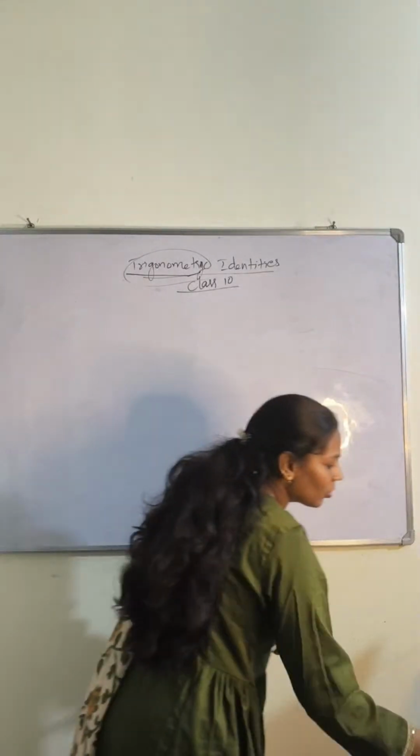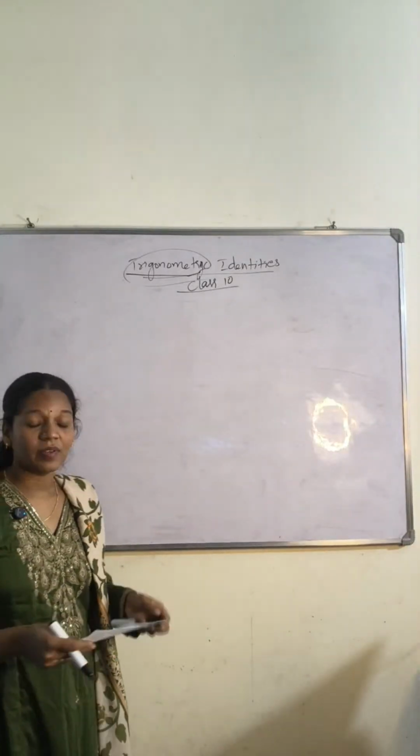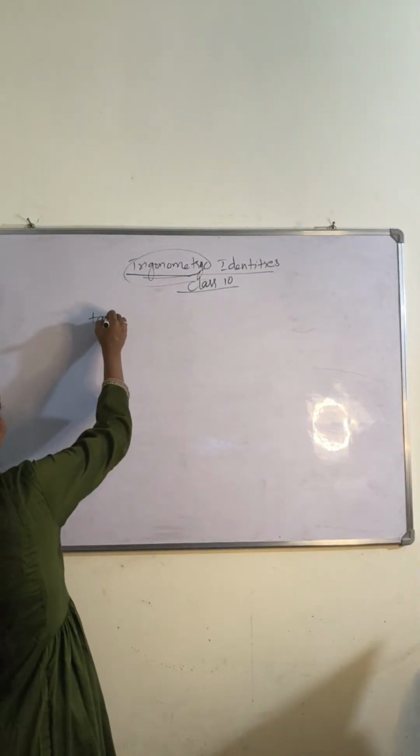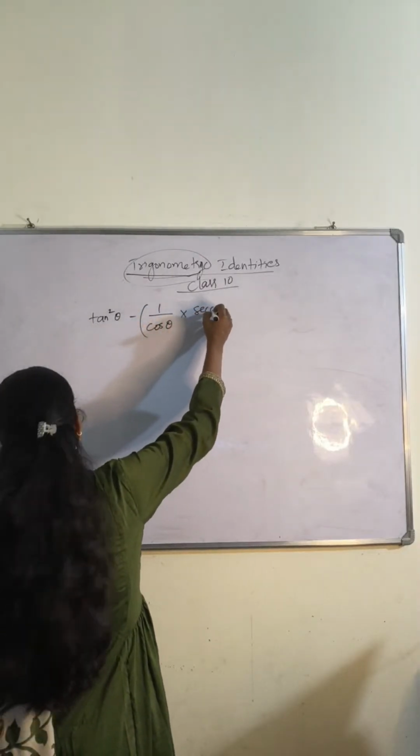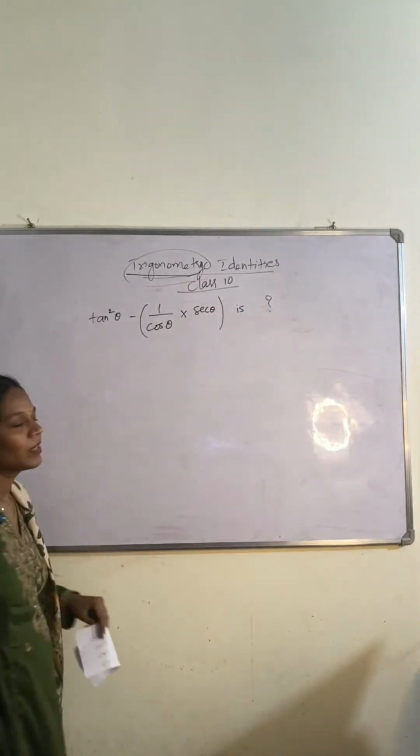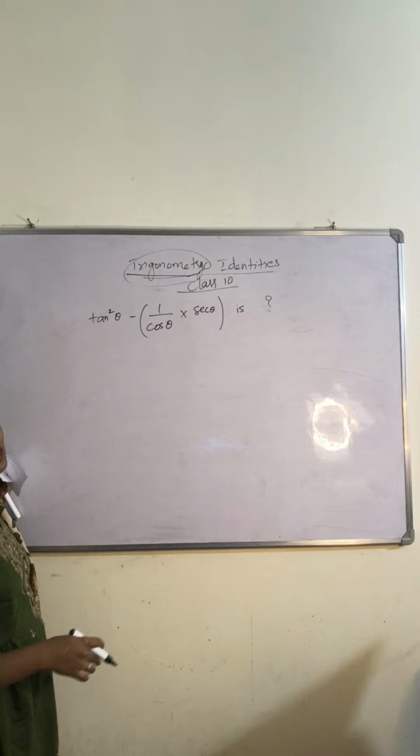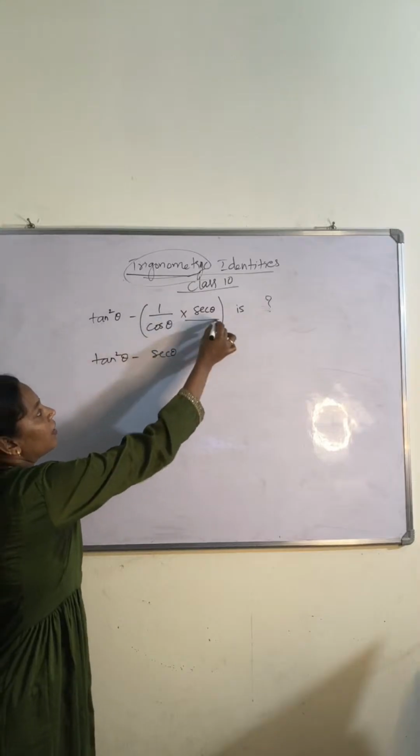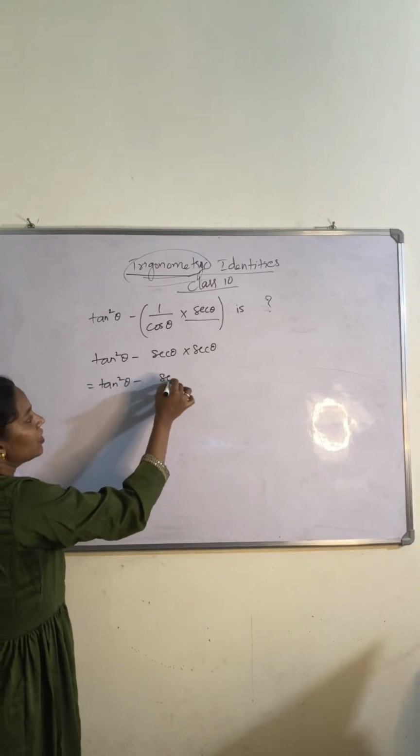Yes. So here are a few questions that have been given in previous year board exam papers. First one, for 1 mark: tan square theta minus, into 1 by cos theta, is what? I guess you already know this. The reciprocal of cos is secant. So tan square theta minus secant theta into secant theta equals tan square theta minus secant square theta.